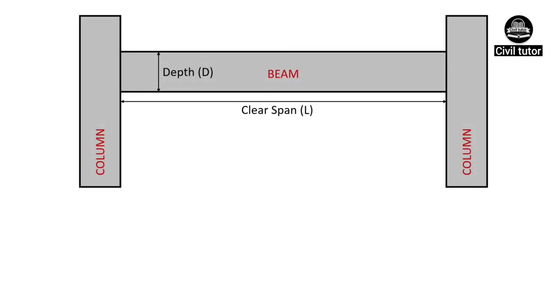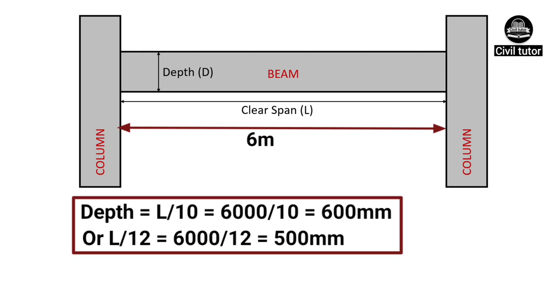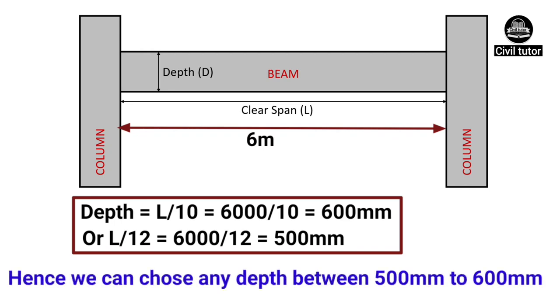For illustration, let's consider a beam having a clear span of 6 meter. The depth of this beam will be given by depth equal to L upon 10 or L upon 12, that is 6000 upon 10 or 6000 upon 12, which will be 600 mm to 500 mm. Hence, we can choose any depth between 500 mm to 600 mm for a 6 meter clear span.